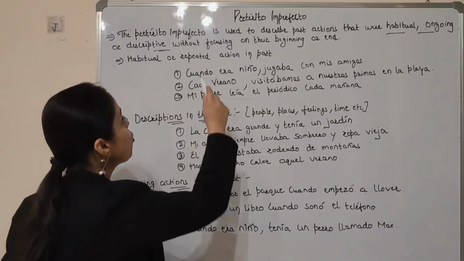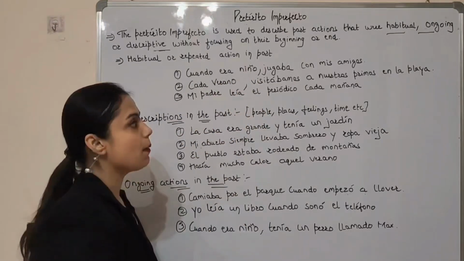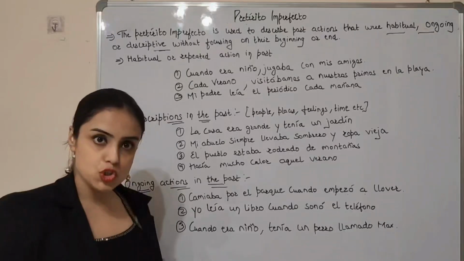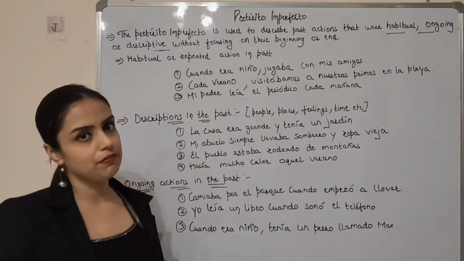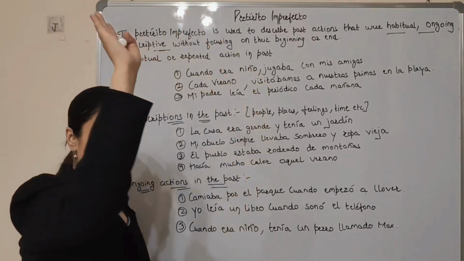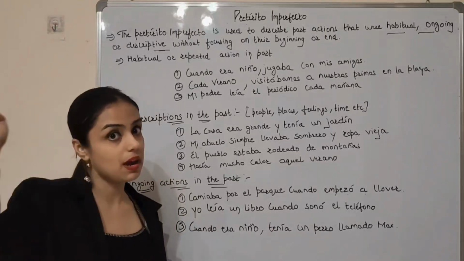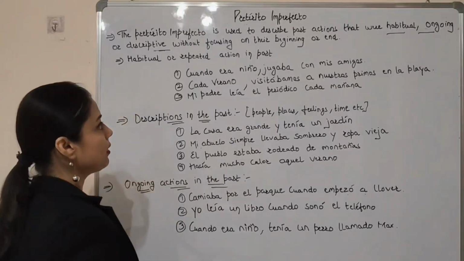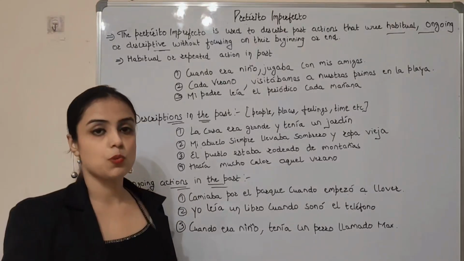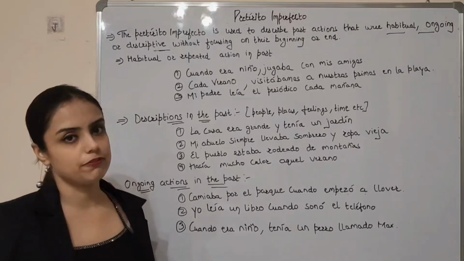Por ejemplo, cuando era niño jugaba con mis amigos. When I was child, I used to play with my friends. Cuando era niño, when I was child. Past action. Cuando era niño, jugaba con mis amigos. When I was child, I used to play with my friends.